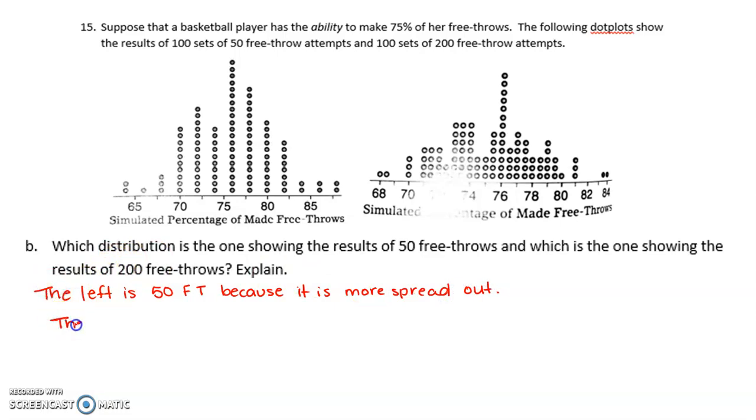And the right is 200 free throws because it's more compact.